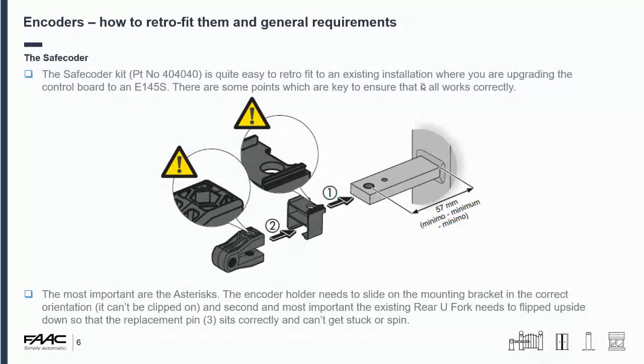The second, and even more important, which is the number 2, is the existing rear U fork that you have on the motor. You need to take it off the motor and flip it upside down, because the orientation that you can see on the screen right now is the way it should go back in. It should go back in this way around. This is so that, as you can see, there's a little white bit around the magnetic pin, number 3.